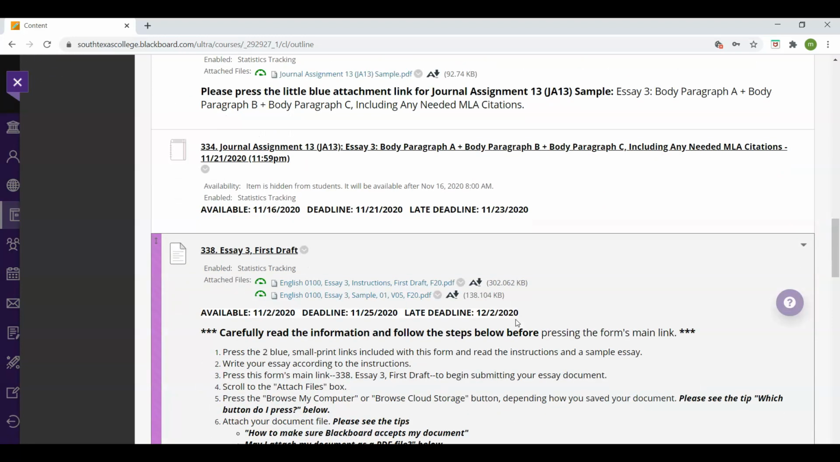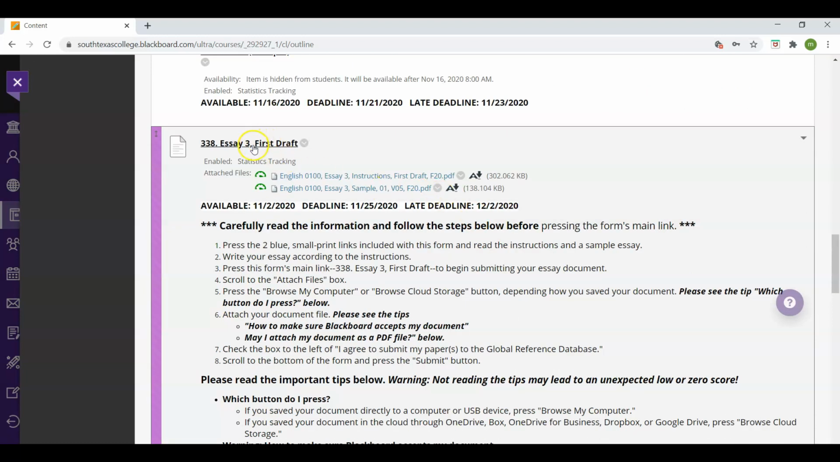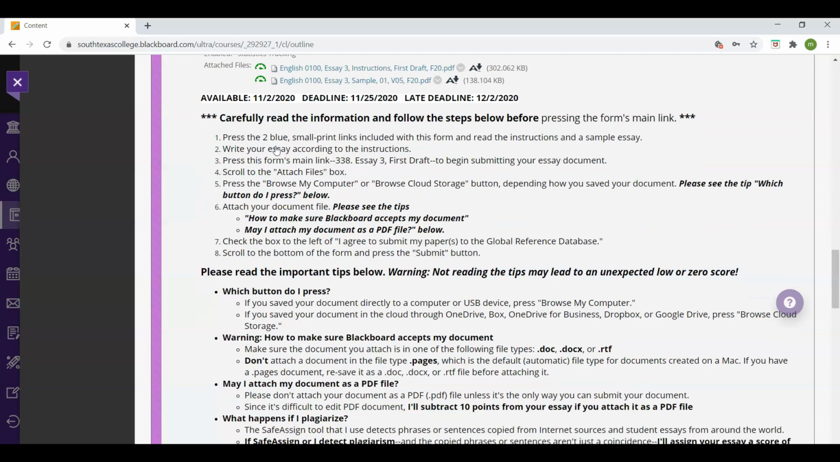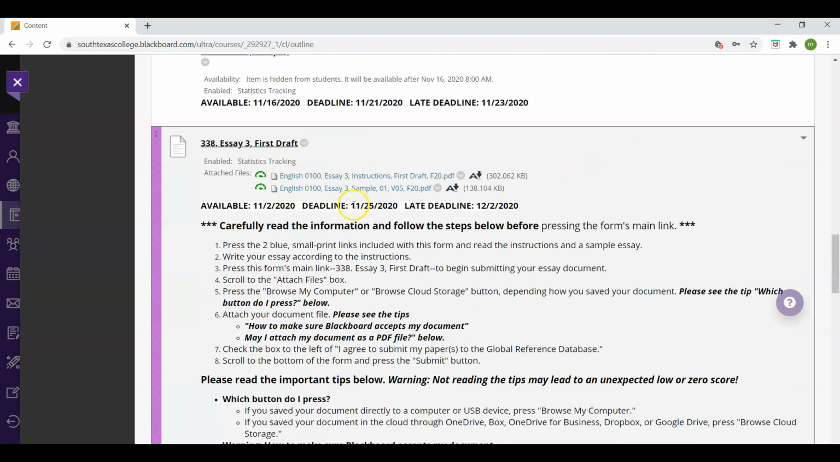Let's see. So here are the instructions. Well, rather, here is the essay 3 assignment, right? The essay itself is due on November 25th, and there's a late deadline of December 2nd. So you've got the essay 3 instructions and the essay 3 sample. Okay, this is a sample. And it says V05 because the heading will say English 100 V05. But of course, you know that what I'm saying here also applies to English 0100 V06.